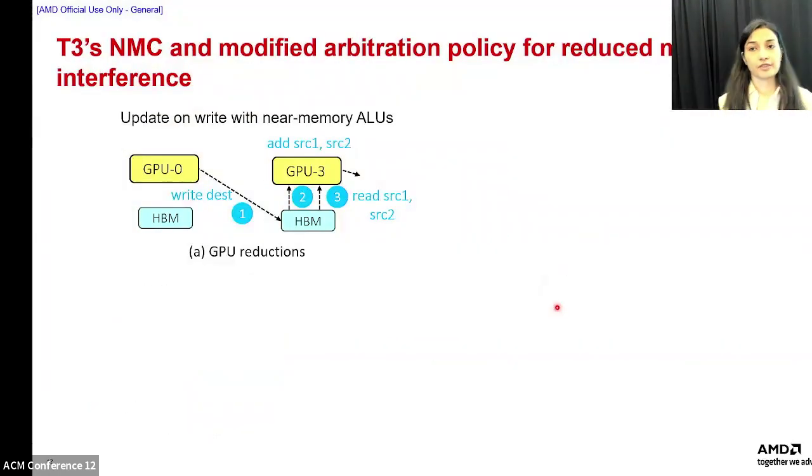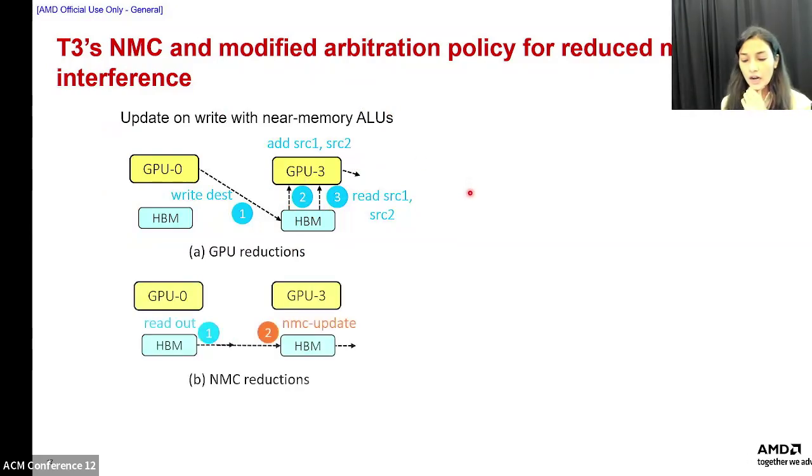To reduce the interference at memory, T3 first uses near-memory computing. So for example, in baseline, when you're doing a reduce-scatter, each GPU writes the partial value to the remote GPU's memory. The remote GPU then reads both its local copy as well as the one that it received to do the reduction, and then writes it to the next GPU. With near-memory computing, the GPU only has to read the copy from its local memory and update the remote memory location. And this reduces the amount of memory traffic that crosses the memory interface.